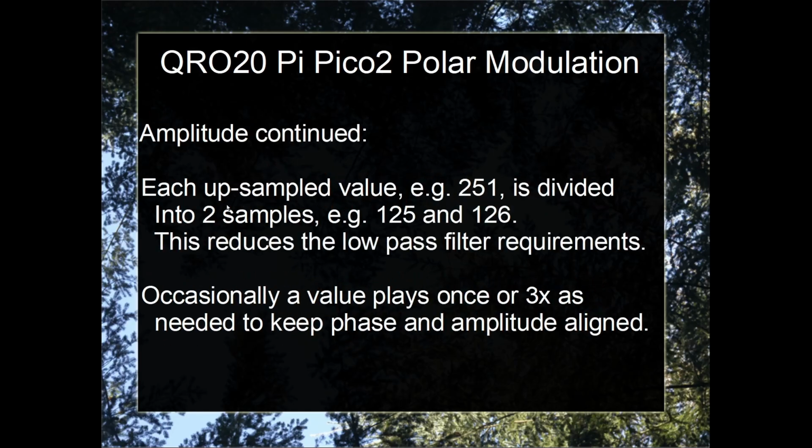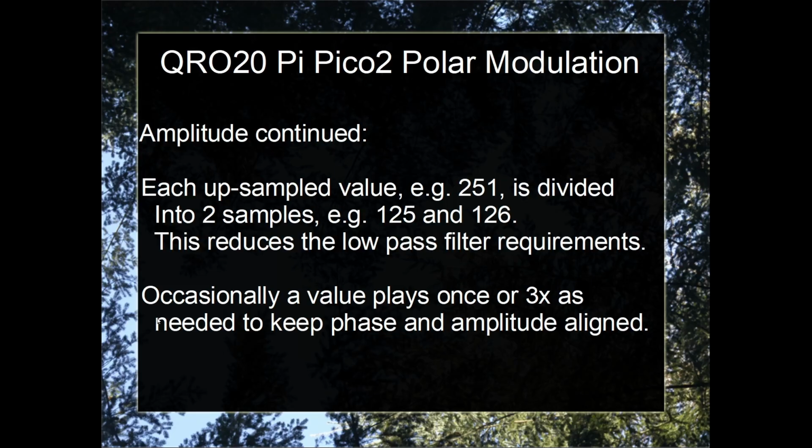Each upsampled value, for example, you notice that we had up to like 336 in the example. Let's say it's 251. We're actually going to divide that into two samples that add to the 251 and are as close as possible. This is going to reduce the filter requirements on that PWM signal before it goes to our GAN switching regulator system.